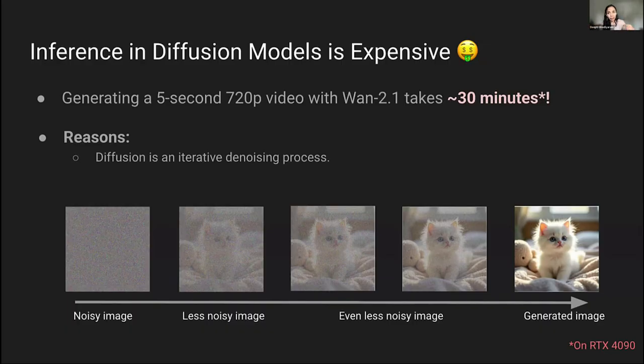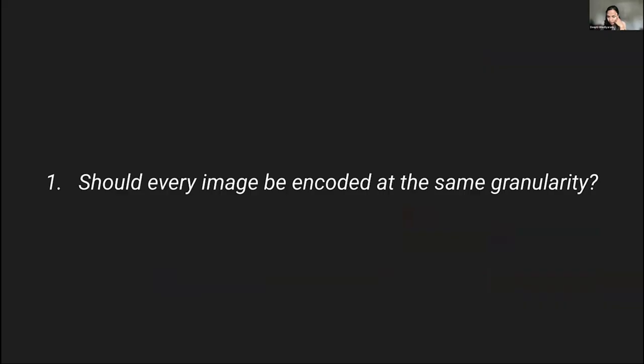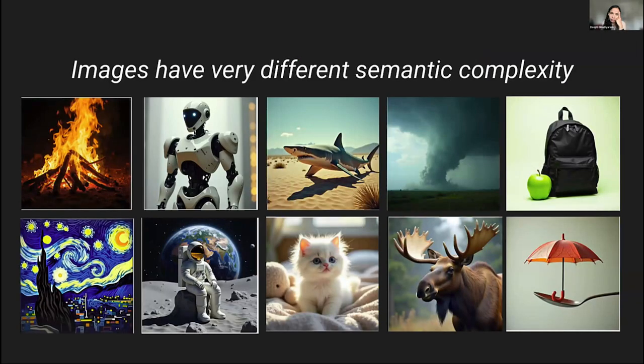And the same algorithm applies in the context of videos. And then each step, every time we're doing this denoising, we process every spatial token within the entire image, and that also is expensive. So this made us wonder, should every image be encoded at the same granularity? Well, let's think about this, right? Because images have very different semantic complexity.